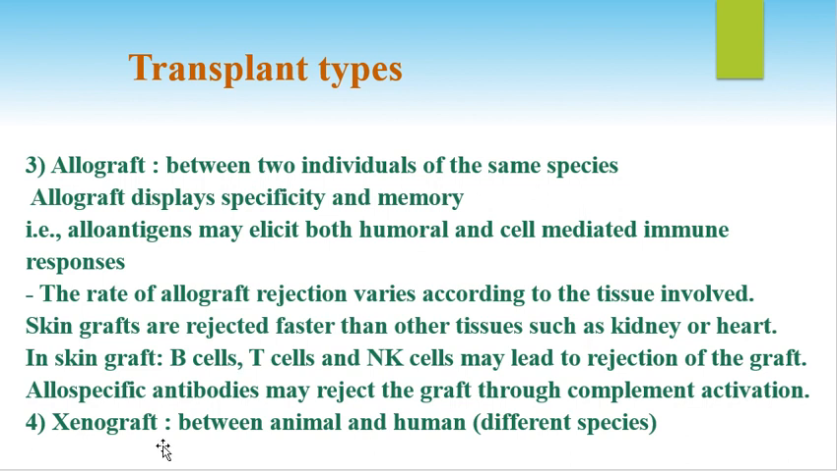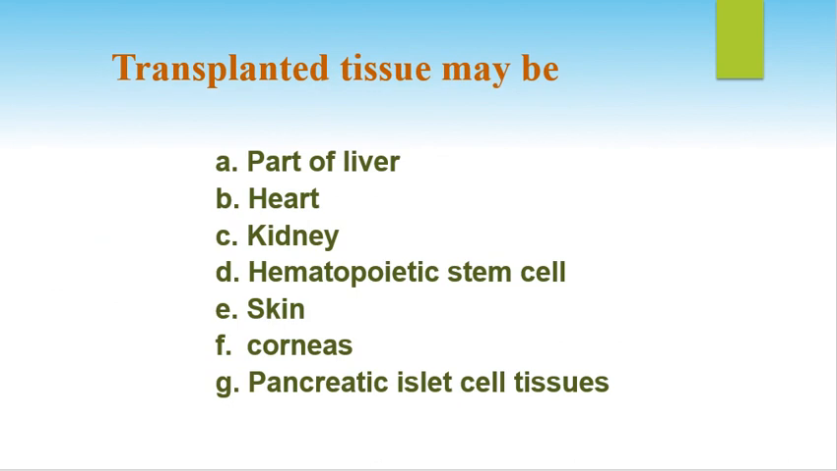The fourth type of transplant is xenograft, and it is between animal and human, so they are of different species. Transplanted tissue may be part of liver, heart, kidney, hematopoietic stem cell, skin, corneas, pancreatic islet cell tissues.